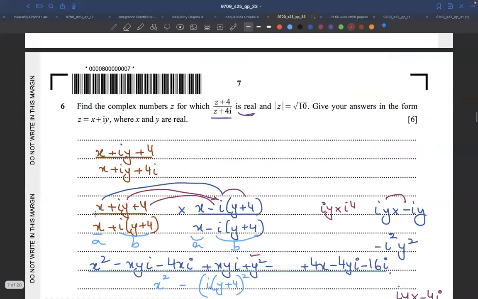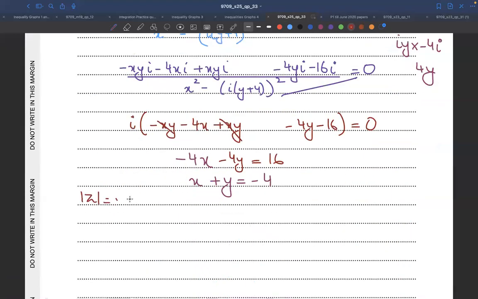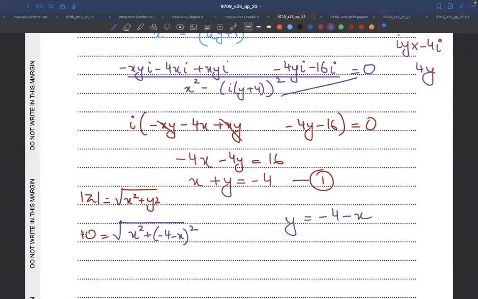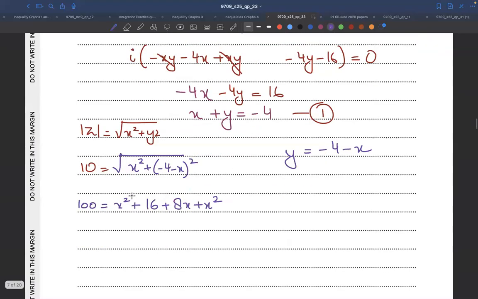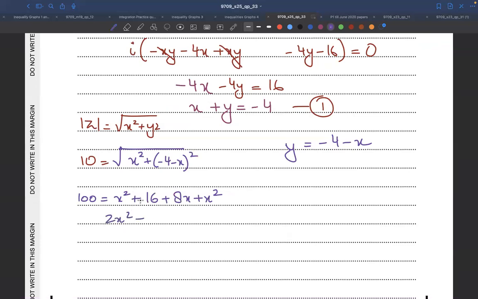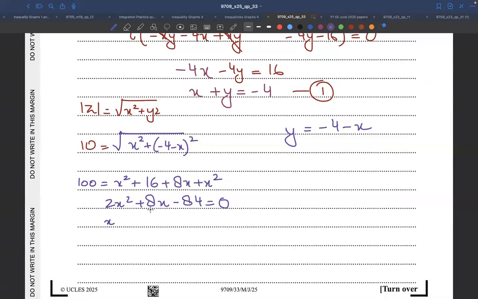The modulus of z is given as root 10. So the modulus of z is given by root of x squared plus y squared, and that is given as root 10 over here. From the first equation over here, we can say that y is equal to minus 4 minus x. So we can write this as x squared plus minus 4 minus x whole squared, equals 10. Squaring both sides, we'll get 100 is equal to x squared plus the expansion of this, which is the same as a squared plus 2ab plus b squared. So this will be 16 plus 8x plus x squared. So x squared plus x squared will become 2x squared plus 8x, and 16 minus 100 will become minus 84 equals 0. Dividing the whole equation by 2, this will become x squared plus 4x minus 42 equals 0.